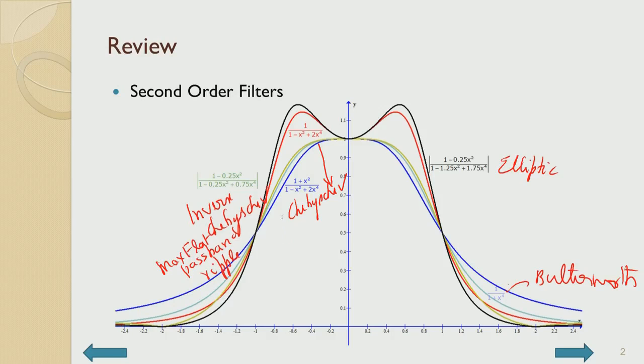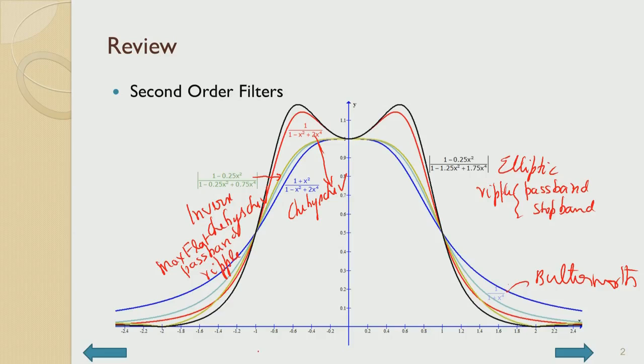So this one is Chebyshev function. So there is ripple in the pass band, and there is no zero coming into picture. This is called elliptic, ripple in the pass band and ripple in the stop band. Ripple both in the pass band and stop band. But about no ripple, maximally flat.